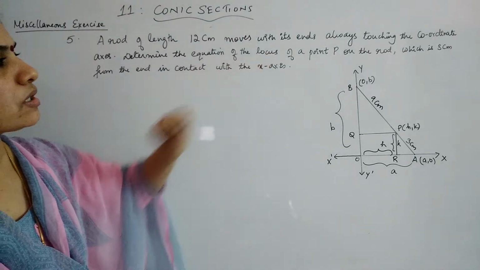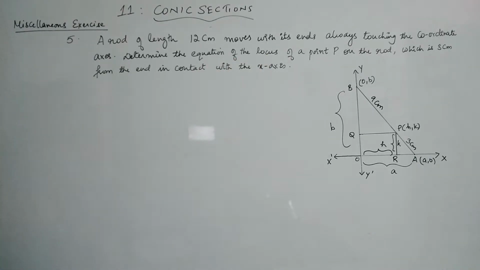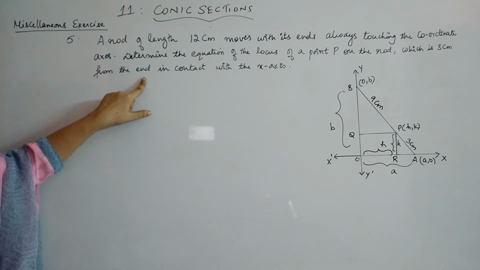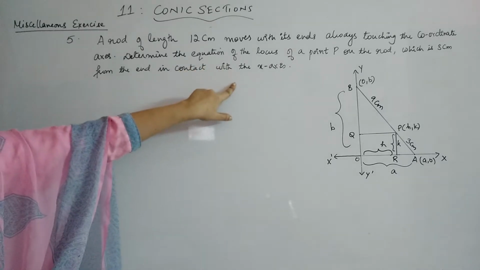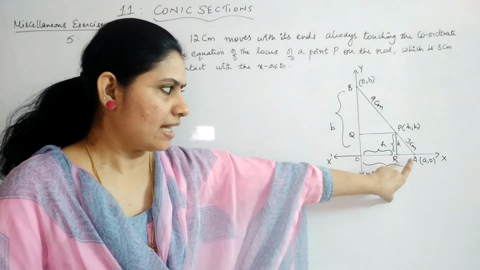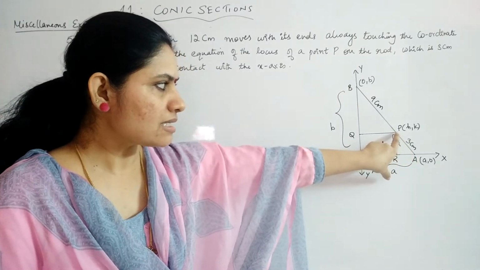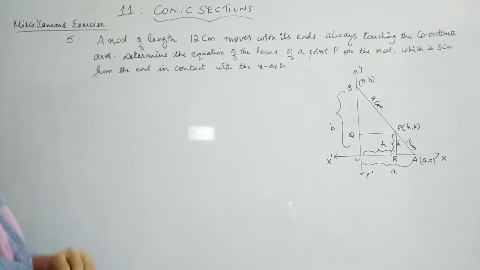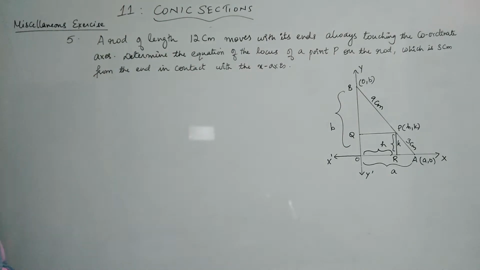So you have to find out the locus of a point P on the rod, which is 3 centimeter from the end in contact with the x-axis. So from this end which is in contact with the x-axis, which is the point A, 3 centimeter away, you have to take that point P and we have to find out the equation of the locus of P.